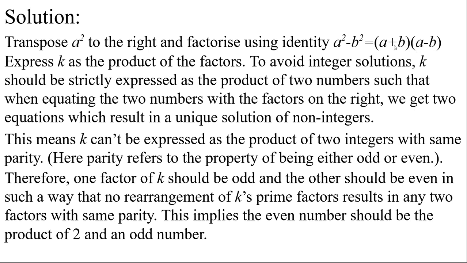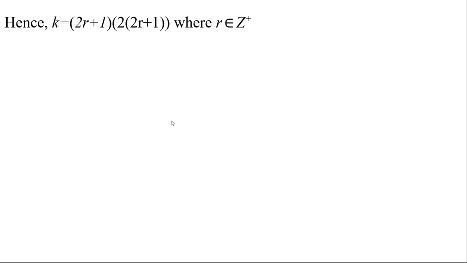So what does that mean? That means the maximum power of 2 is lesser than 4. That means the maximum power of 2 in the prime factorization is 2 to the power 1, which is 2. That means this implies the even number should be the product of 2 and an odd number. And here the even number refers to the even divisor.